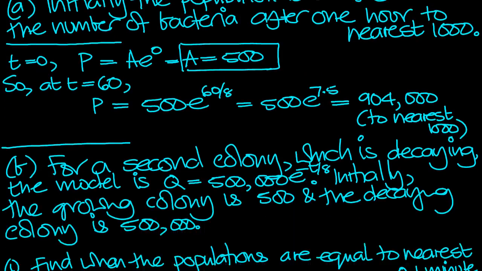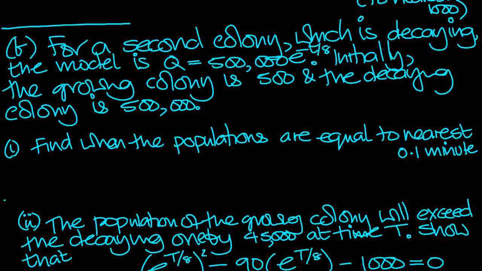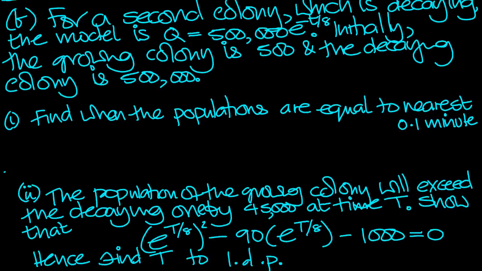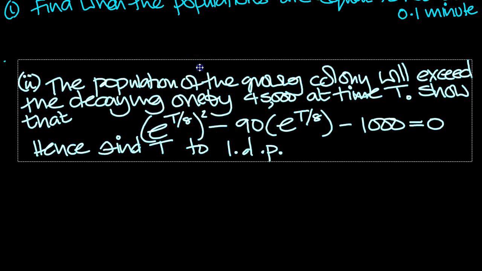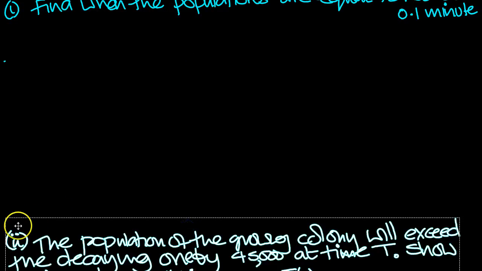Now move on to part B. For a second colony which is decaying, the model is this. Initially the growing colony is 500 and the decaying colony is 500,000. Find when the populations are equal. Okay. So I'm going to move this second part out of the way just for a moment. We'll come to that in due course. Let's just get some room here.